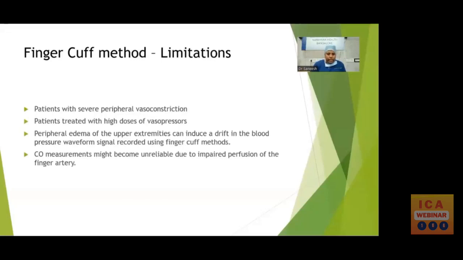Limitations of the finger cuff method: it can't be used in patients with severe peripheral vasoconstriction, patients treated with high doses of vasopressors, and it can't be used in patients with upper extremity edema. Cardiac output measurements may become unreliable due to impaired perfusion of the finger artery.